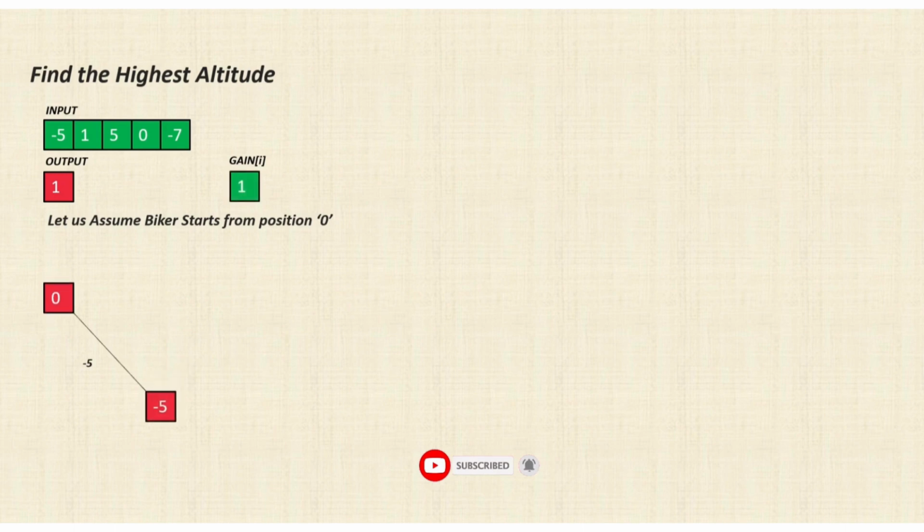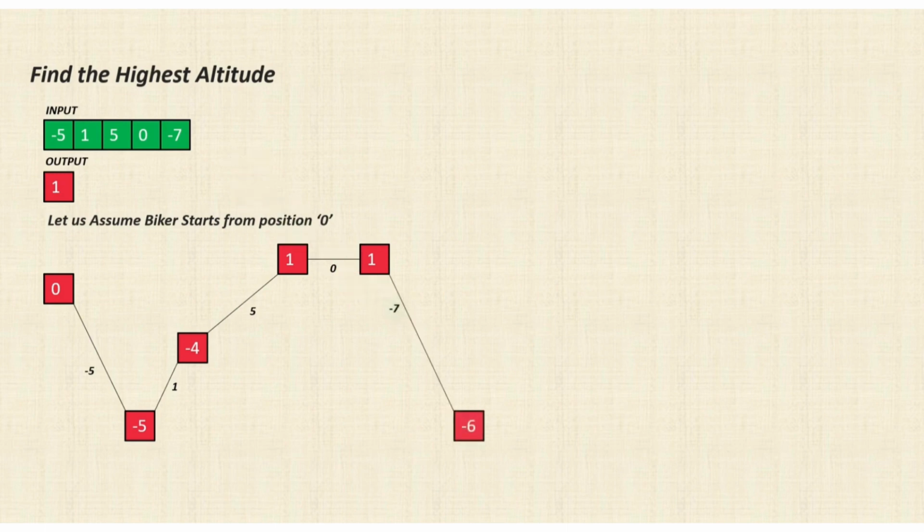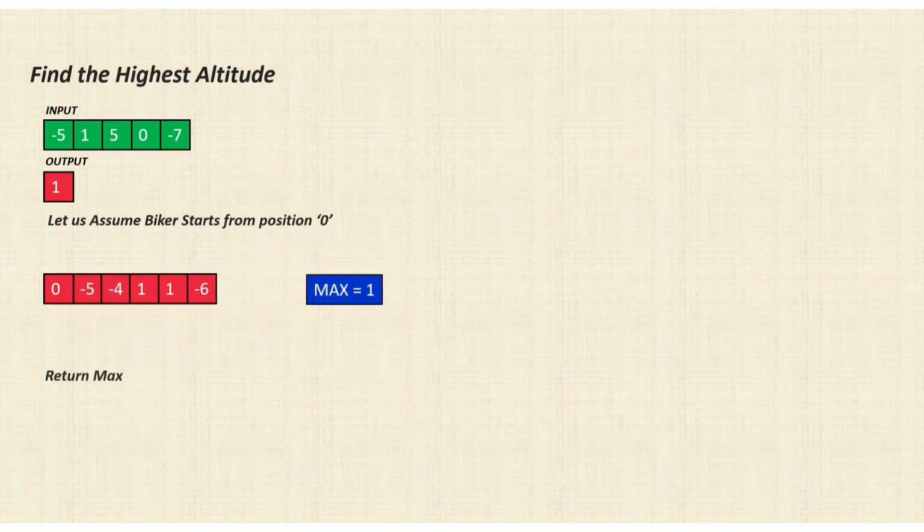After having an altitude gain of -5, the biker will reach a downslope to point -5, which is the new altitude. From altitude -5, he has a gain of 1, which means he'll go to the new altitude -4. From -4, we have an altitude gain of 5, which means he'll go to the position of 1. From 1, we have an altitude gain of 0, which means he'll remain constant in the same position. Then we will have a new altitude of 1. From this altitude 1, we have an altitude gain of -7, which means he'll go downslope again to a new altitude of -6. The final array will be of the following format, and the maximum element among all the given elements will be 1, and we need to return the maximum element.